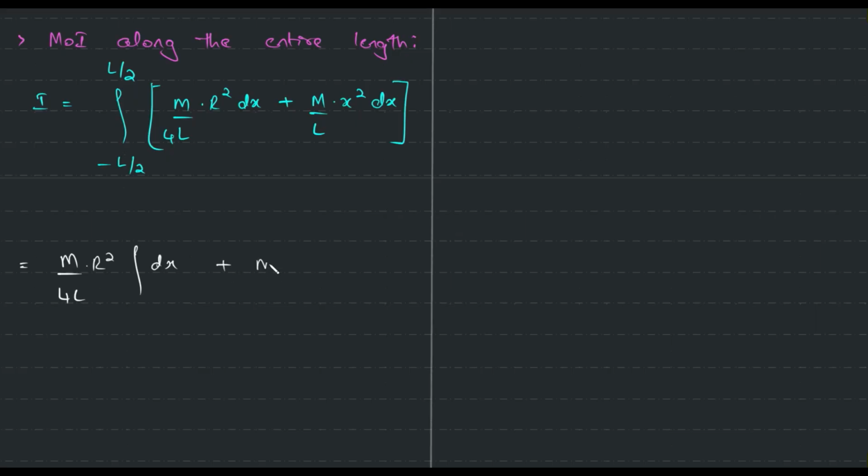And the second term we have M by L, integration of x square dx, and this will lead to L. So L and L will get cancelled. So M by 4 R square plus this is M by 3L, x square integration is x cube by 3. And when I apply the limit, I'll get 2 times L cube by 2 cube, that's 8. So 1s are 4s are. And we have L square.